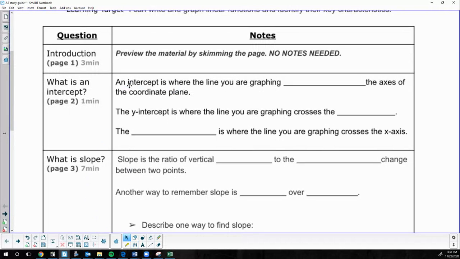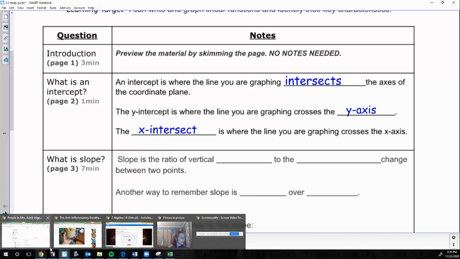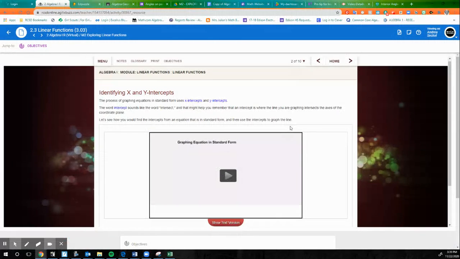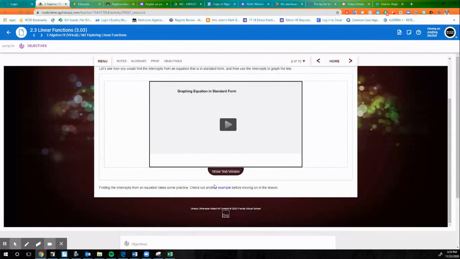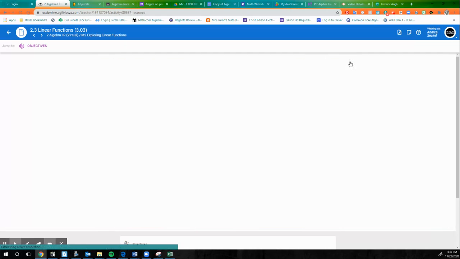So an intercept is where the line you are graphing intersects or crosses the axes of the coordinate plane. The y-intercept is where the line you are graphing crosses the y-axis, and the x-intercept is where the line you are graphing crosses the x-axis. Okay, moving on. That's a nice little overview. You can click here if you need any examples of what that would look like.